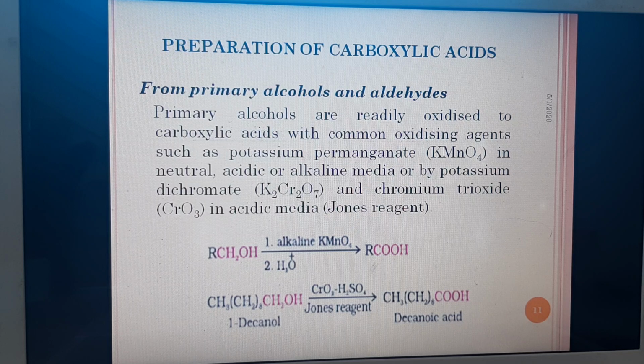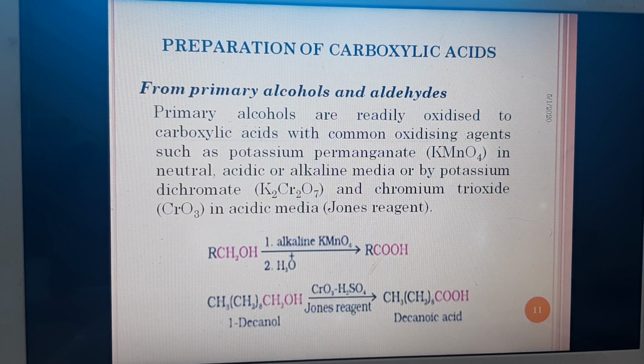Now we are going to discuss the preparation of carboxylic acids. First we discuss the preparation of carboxylic acids from primary alcohols and aldehydes. Primary alcohols are easily oxidized to carboxylic acids with very common oxidizing agents such as potassium permanganate in neutral, acidic or alkaline media, or in the presence of potassium dichromate, that is K2Cr2O7, or in the presence of chromium trioxide, that is CrO3, in acidic media.